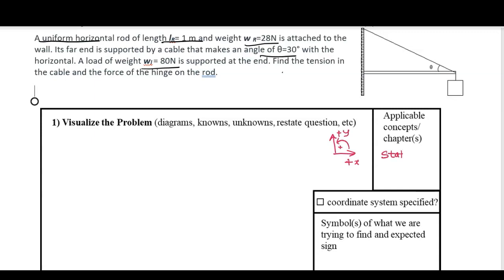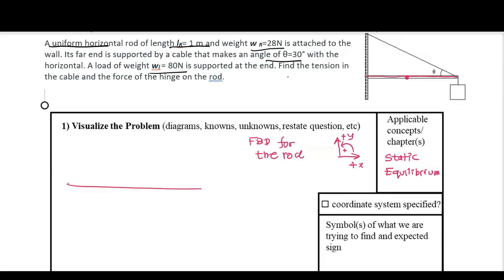So the system is at a static equilibrium. That means there's no translational motion or rotational motion in the system. So let's draw a free body diagram for the rod. The rod is uniform, so the center of mass is located at the midpoint. That is the weight of the rod, and we have the tension from the cable. It is at an angle of 30 degrees.